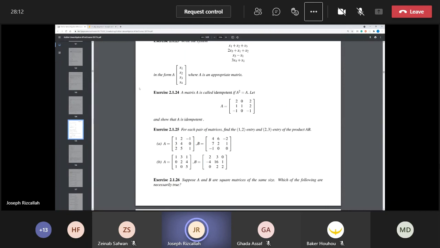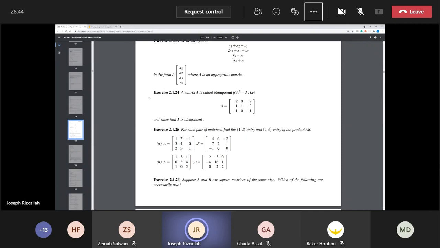Notice that for this to be defined, the matrix A has to be a square matrix, which means the number of rows has to be equal to the number of columns. Otherwise, the operation of multiplication will not be defined. So whenever you want to square a matrix, meaning you want to multiply it by itself, you have to make sure that the matrix is a square matrix. It has the same number of rows as columns. Okay, so let me copy it.